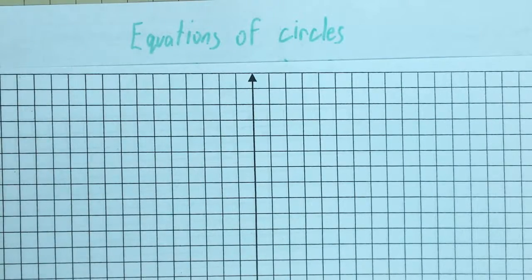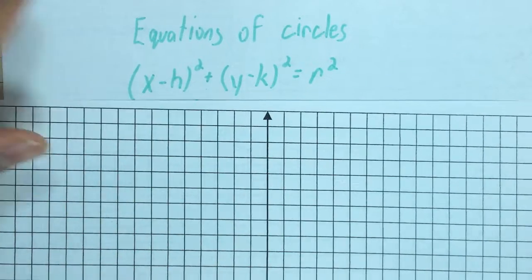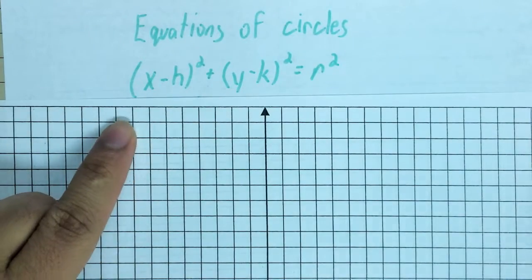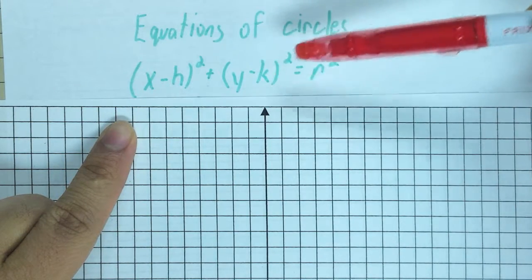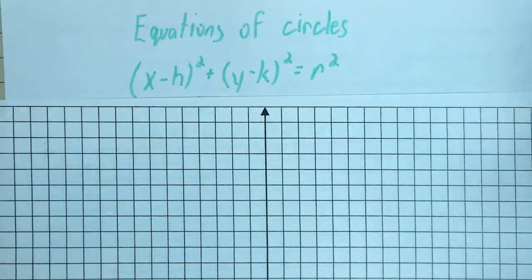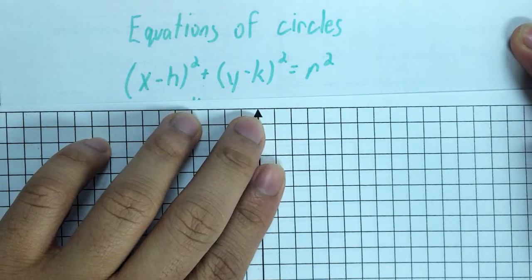Right, today I will go over equations of circles. Here's the formula for equations of circles. We have (x minus h) squared plus (y minus k) squared equals r squared. So the formula for the equation of a circle actually comes from something that we're all familiar with.